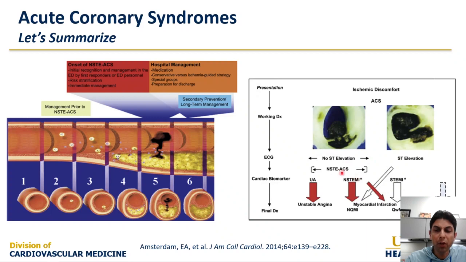And so the spectrum of clinical presentations, including unstable angina, NSTEMI and STEMI, is referred to as acute coronary syndromes. Patients with non-cardiac etiologies make up the largest group presenting to the emergency room, even here at UC Davis, with chest pain.